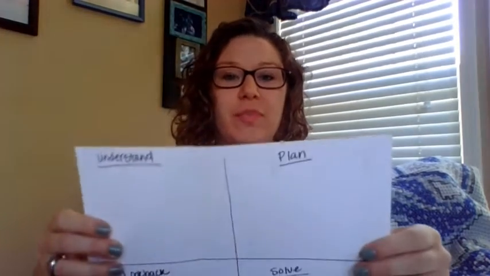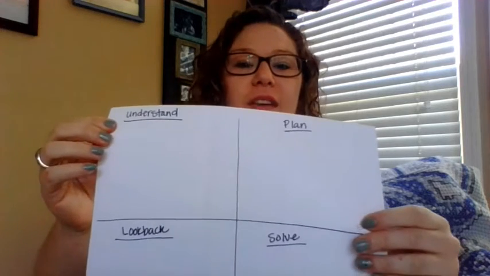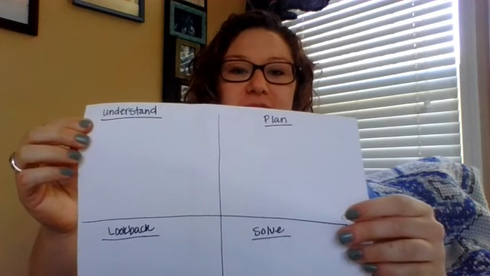My name is Miss Lythgoe, and today we're going to learn how to use a four-square organizer to solve a word problem. You'll need a piece of paper and a pencil. The first thing we need to do is draw our four-square and label it with 4 titles. These are the steps we're going to do to solve our word problem. So you'll need understand, plan, solve, and look back, and it should look like this.